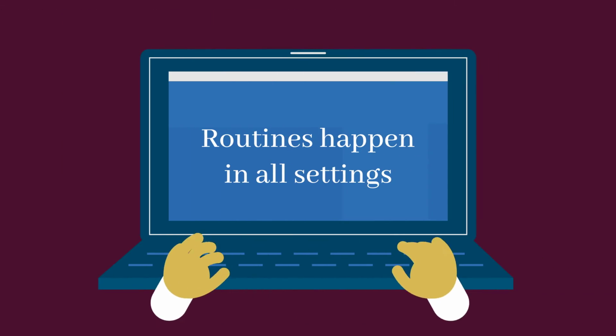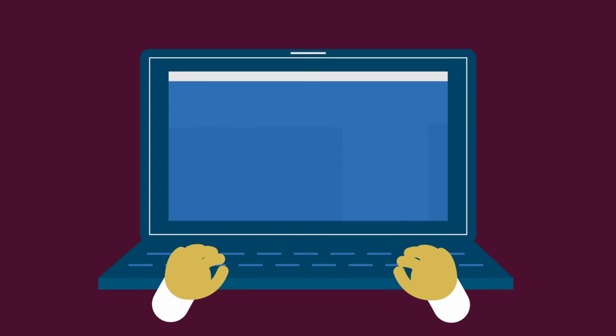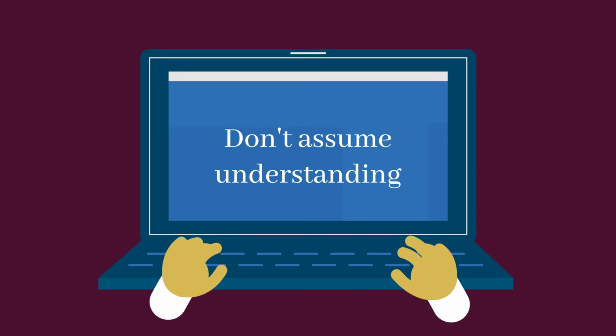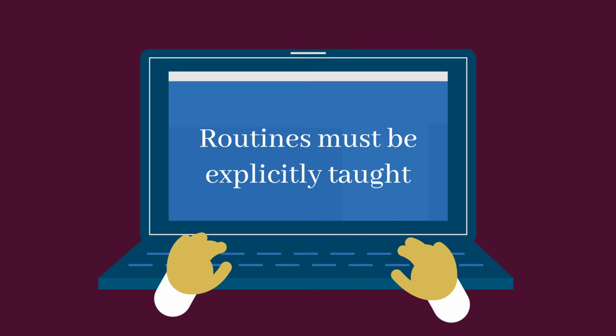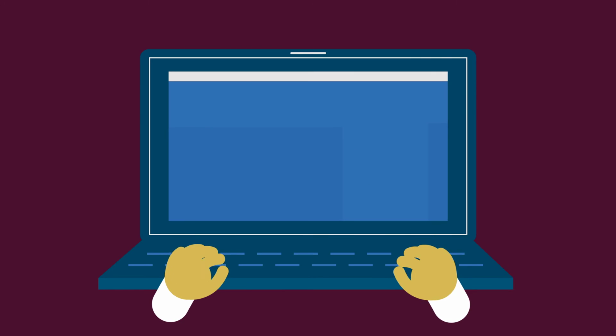Routines happen in the classroom and all over the school building. You should never assume that students know the routine because you taught it a few times. Also, don't assume they understand a routine because they are of a certain age. Routines need to be explicitly taught until you are assured through your data that the learner understands what they need to be able to do.